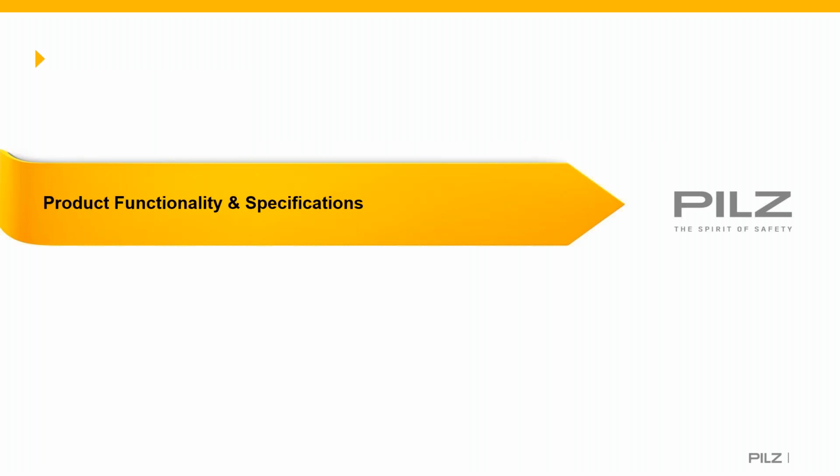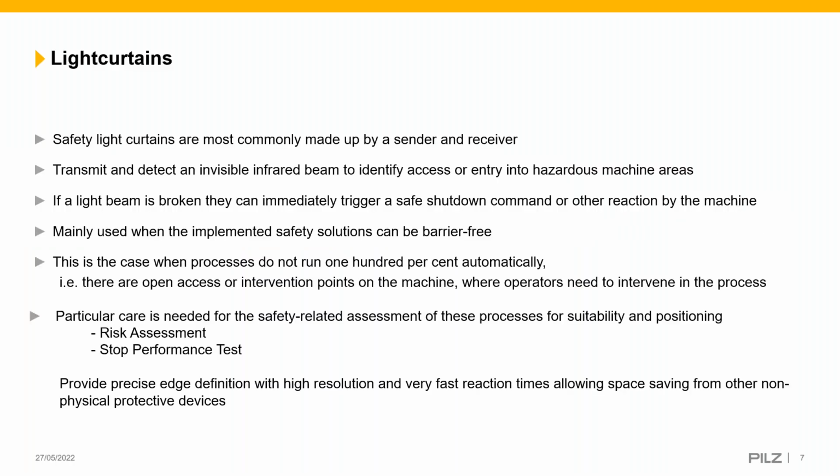So what we're going to do now is look at the different products, functionality and their specifications. We shall start with light curtains. So safety light curtains are most commonly made up of a sender and a receiver. And the sender will transmit an invisible infrared beam, and that will be detected by the receiver. And they're generally used to identify access or entry into hazardous machine areas.